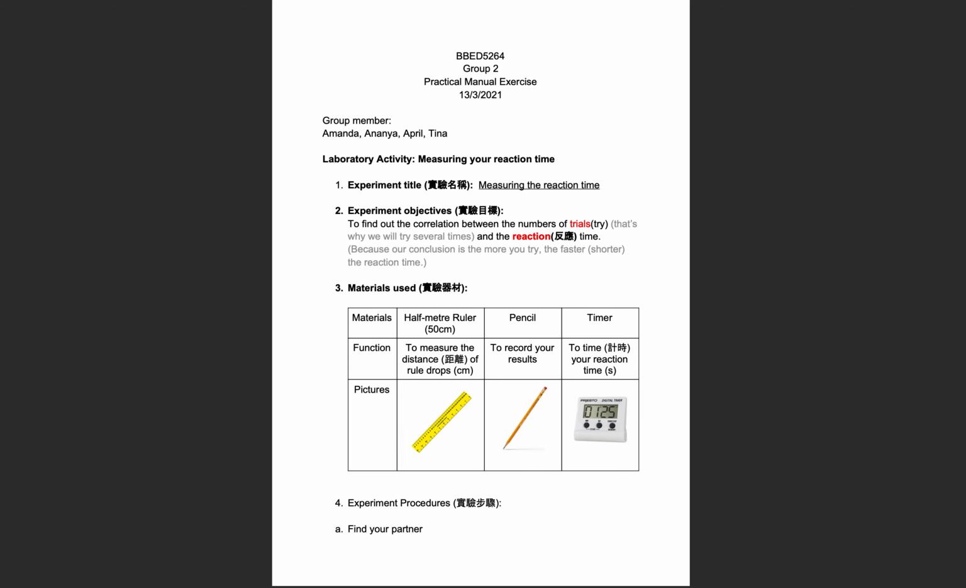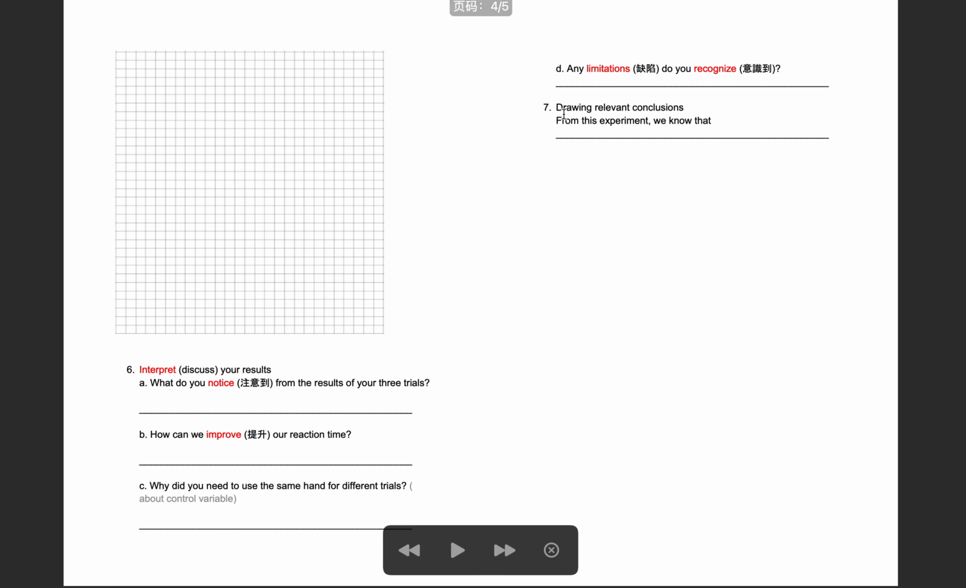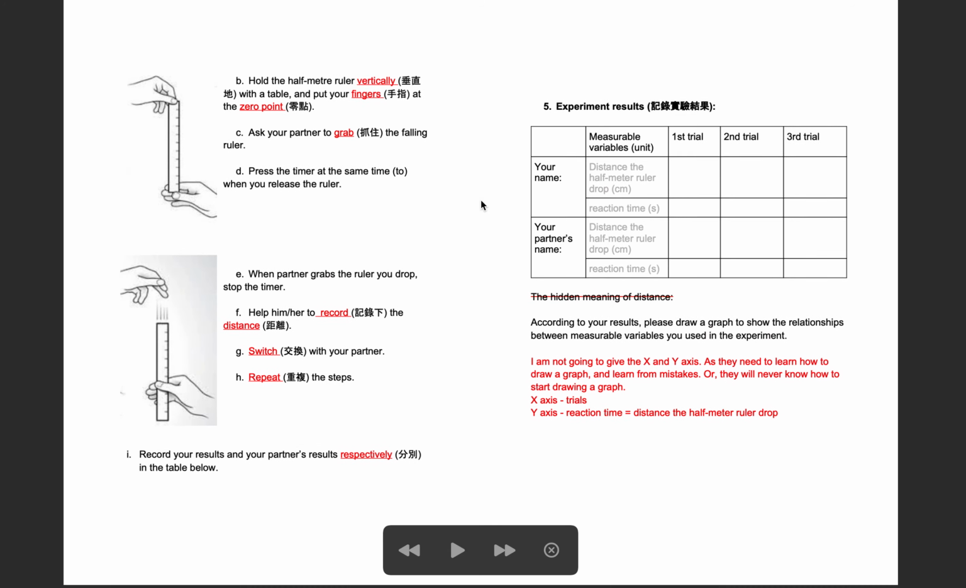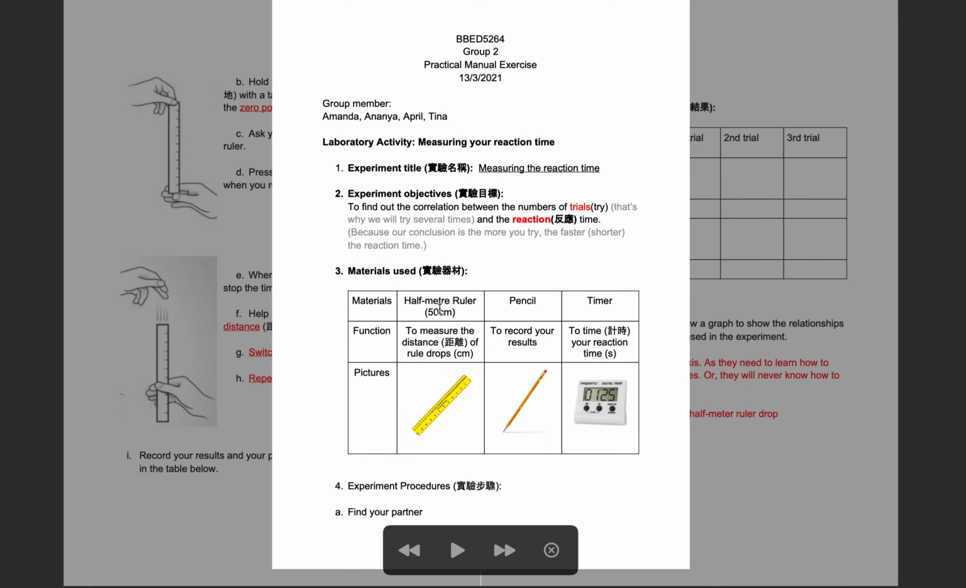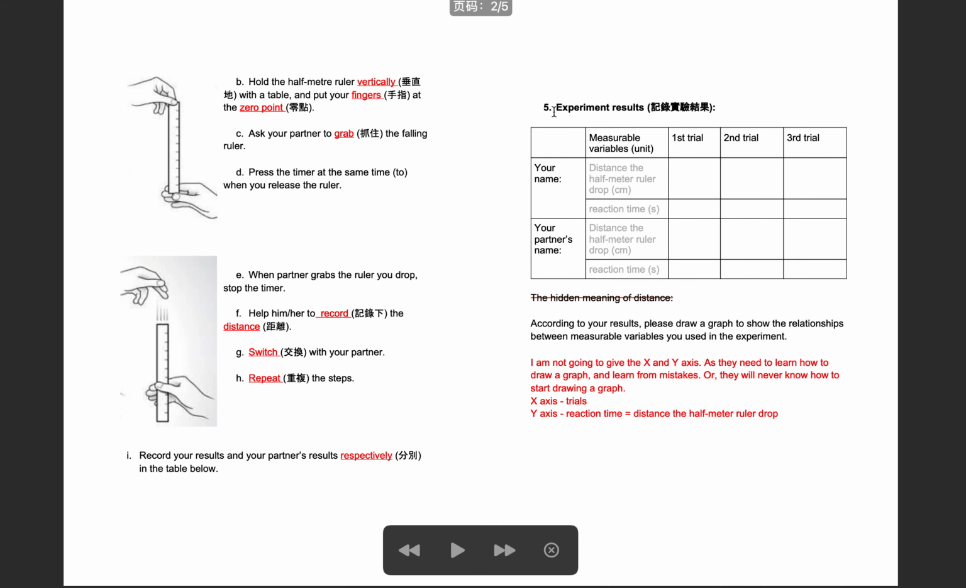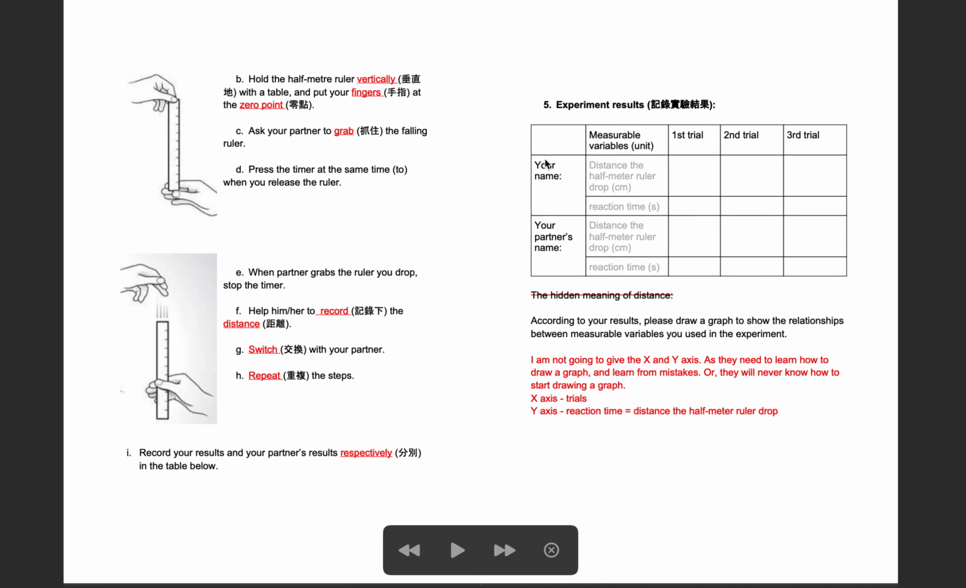Practical manual exercise work. In our practical manual, we have 7 steps. From the experiment title, experiment objectives, materials used, and then experiment procedures, experiment results, and then some discussion part, and the final is the conclusion part.